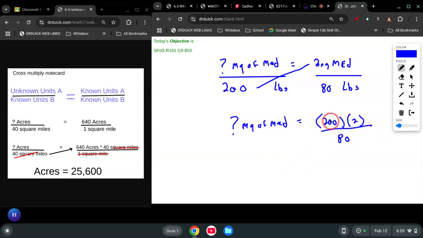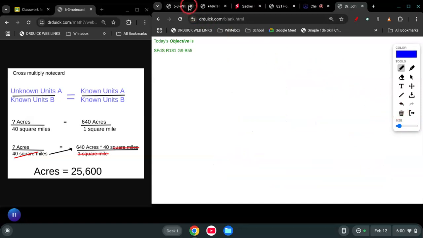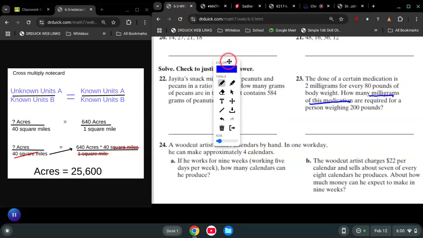That ends up being what? 200 times 2 is 400. 400 divided by 80 equals milligrams of med equals 5 milligrams. And that would be our answer. Okay? It's the best way to do this thing because you always know where to put something when working this kind of a problem. Right?